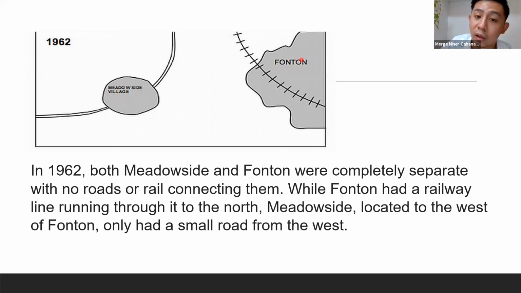Now, your Meadowside and Fontaine is a different case of a map because they have 3 different sets. So you have the 1962 map, you have the 1985 map, and you have the present map. So that is the reason why I will be coming up with 3 paragraphs here. Okay, so let us continue.